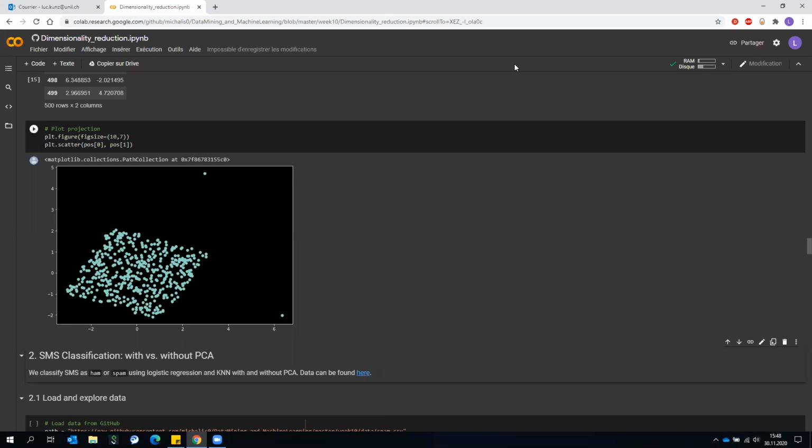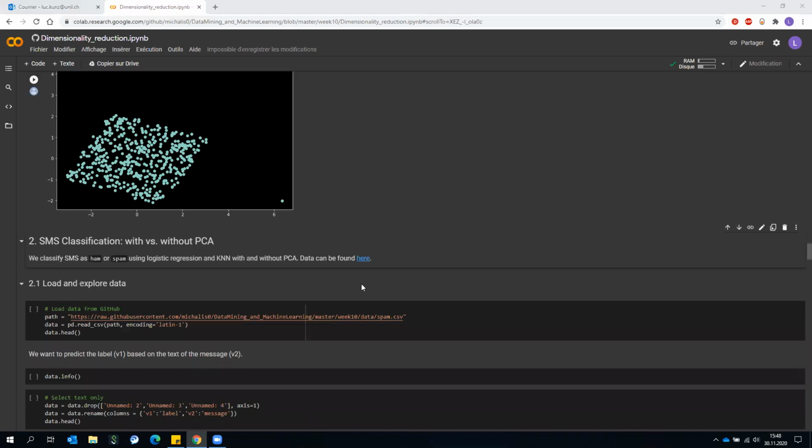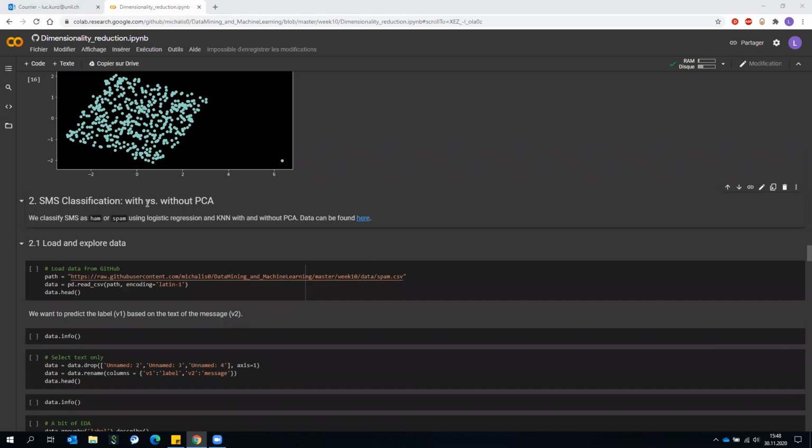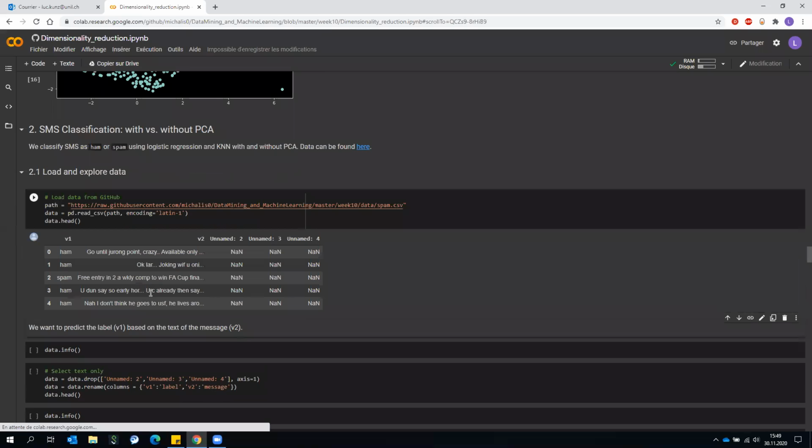So we can have a more realistic real life example with SMS classification. We will use logistic regression and KNN and compare the case with and without PCA, and also the runtime. So the data is about, that's basically easy.